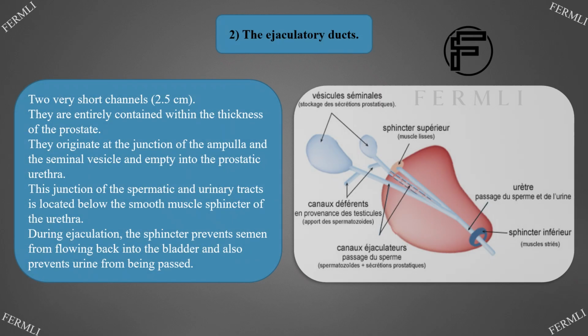2. The ejaculatory ducts. 2 very short channels, 2.5 centimeters. They are entirely contained within the thickness of the prostate. They originate at the junction of the ampulla and the seminal vesicle and empty into the prostatic urethra. This junction of the spermatic and urinary tracts is located below the smooth muscle sphincter of the urethra. During ejaculation, the sphincter prevents semen from flowing back into the bladder and also prevents urine from being passed.